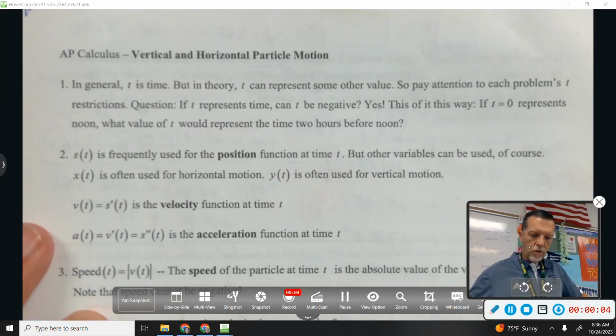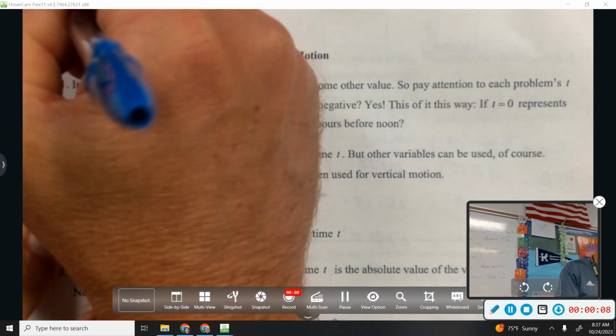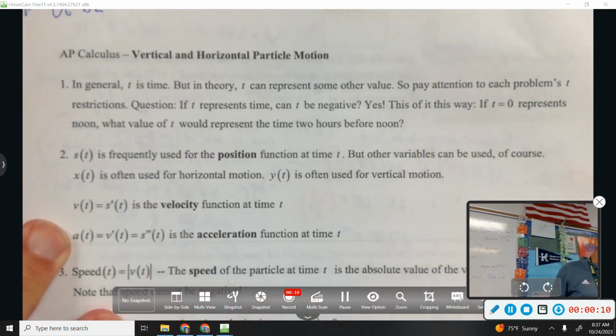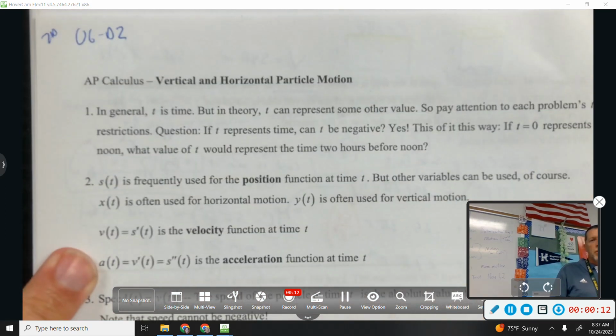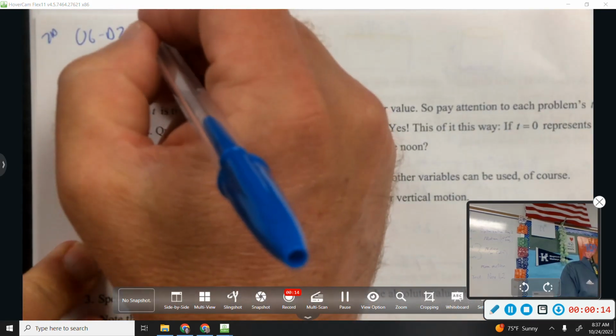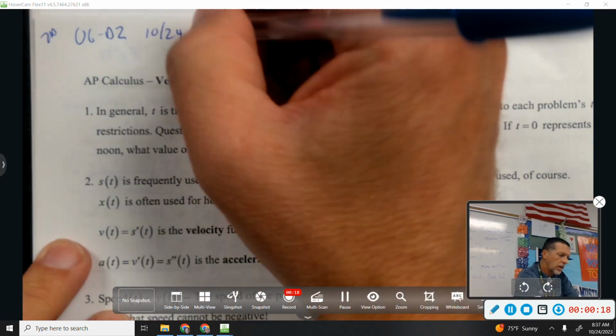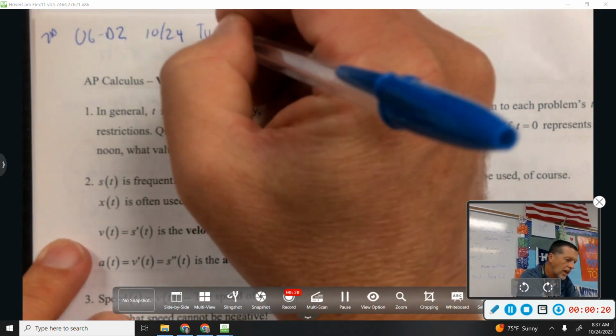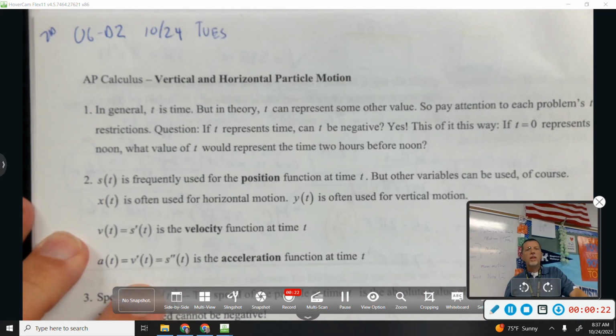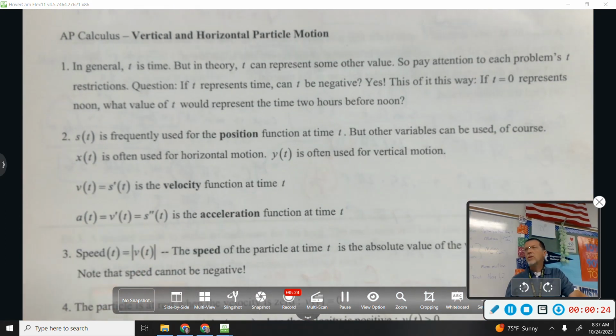All right, so this is Unit 6, Day 2, vertical and horizontal particle motion. If you're trying to keep up, it's the 24th, which is a Tuesday. All right, vertical and horizontal particle motion.